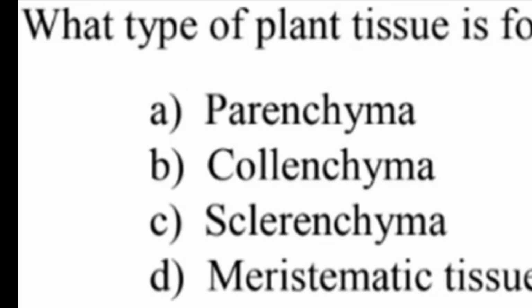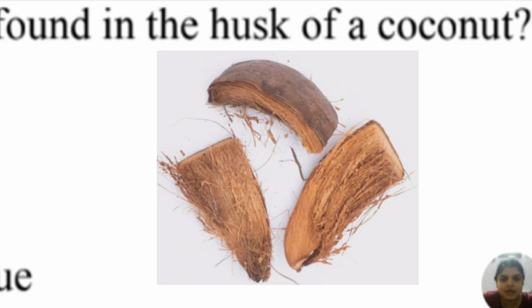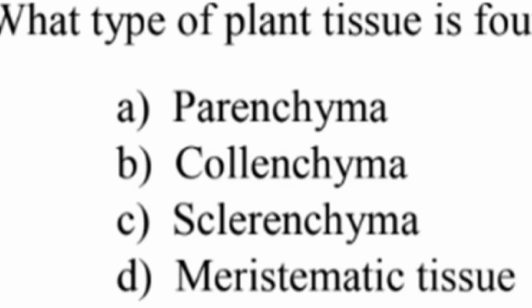Because lateral meristem only helps in increasing the girth of a plant stem, or the width of the plant stem. What type of plant tissue is found in the husk of a coconut? The husk of a coconut is very hard, it won't have cytoplasm, and it will be fibrous. The options are A, parenchyma, B, collenchyma, C, sclerenchyma, and D, meristematic tissue. The answer is C, sclerenchyma, because sclerenchyma tissues are mostly dead tissues, they are hard, and they can protect also.